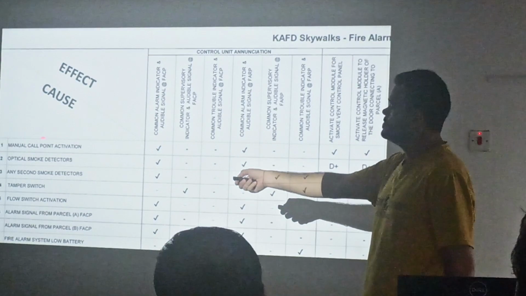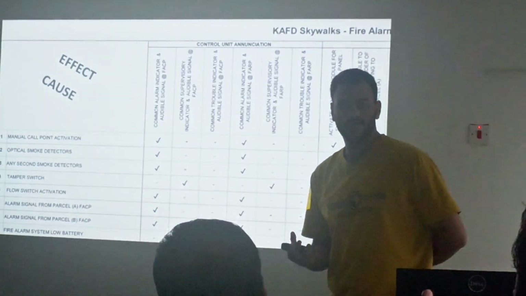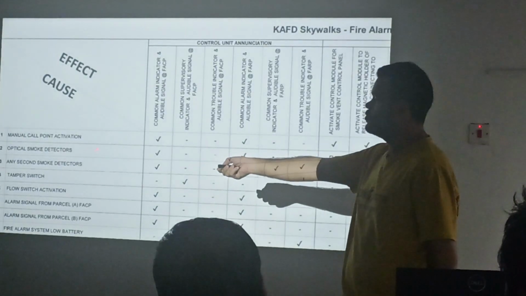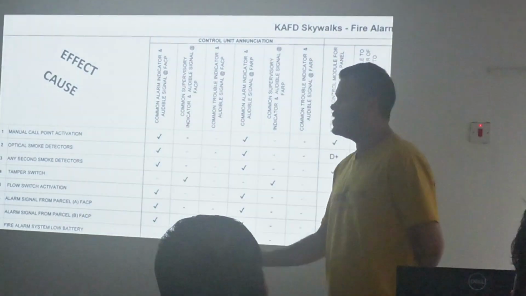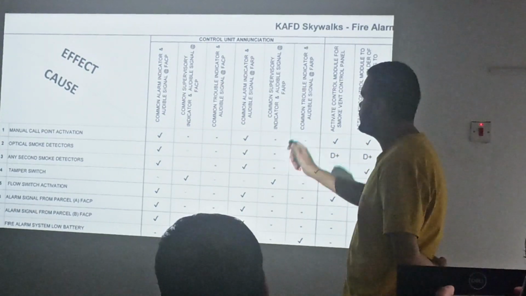Here we have the cause. What's causing this fire to happen? For example, number one, we have the manual call point. If someone pulled the manual call point, what will happen? This we will see on the effect.